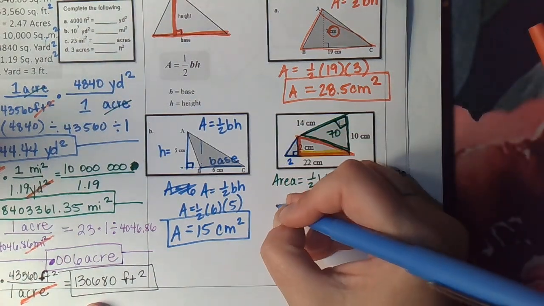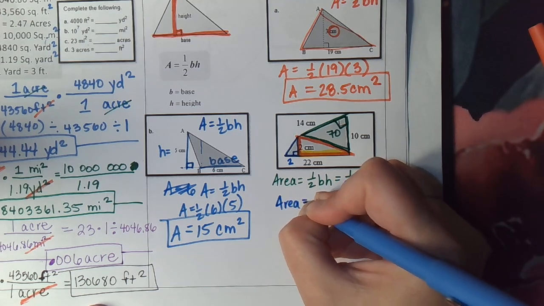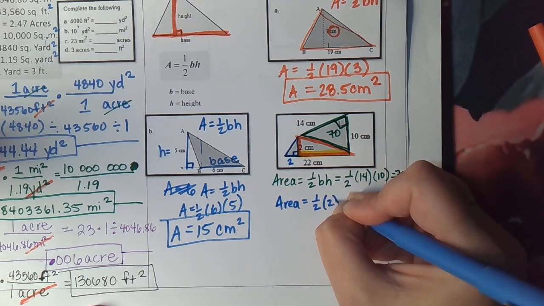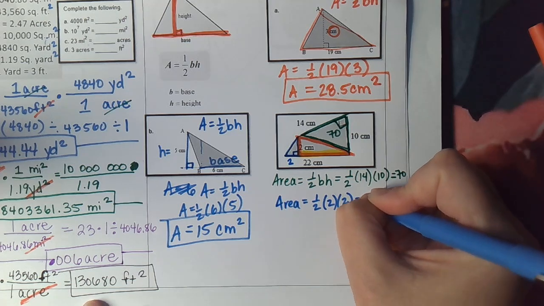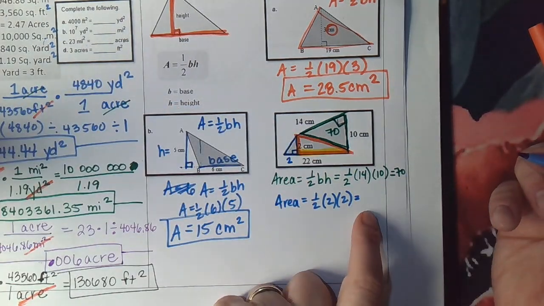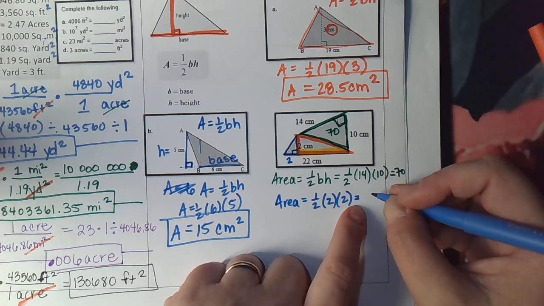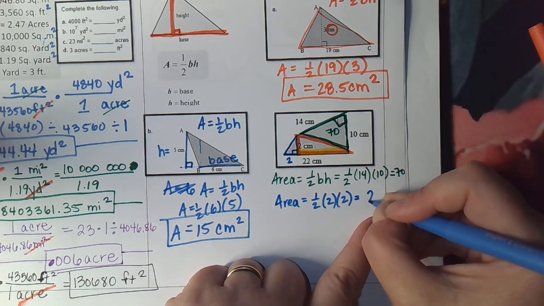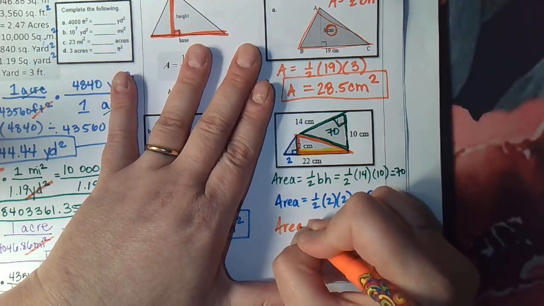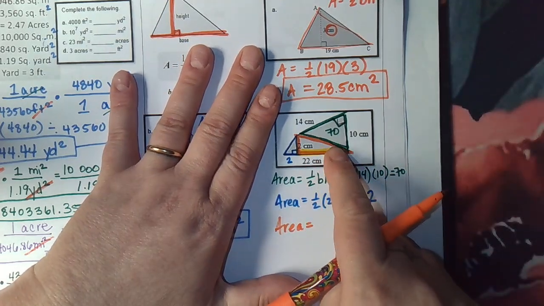So let's find the area of this little blue triangle. It's going to be 1/2 times 2 and 2. And we know that the base is 2 because that height is 2. Okay, if we multiply all this together, we get 4 divided by 2. Alright, now let's look at the area for this orange triangle.